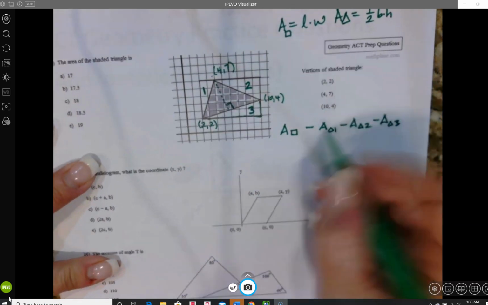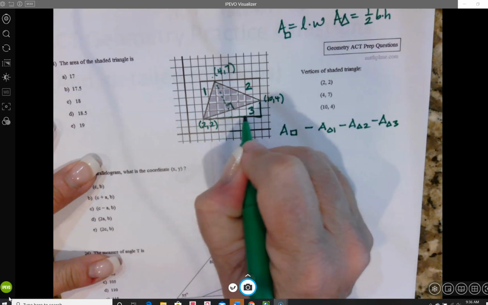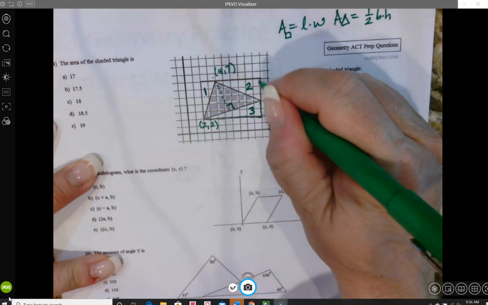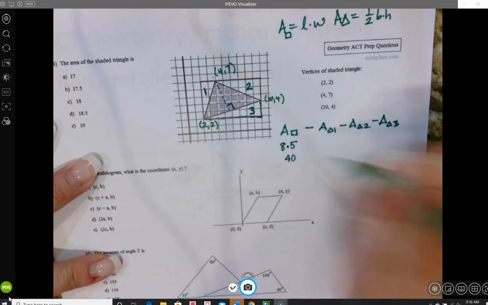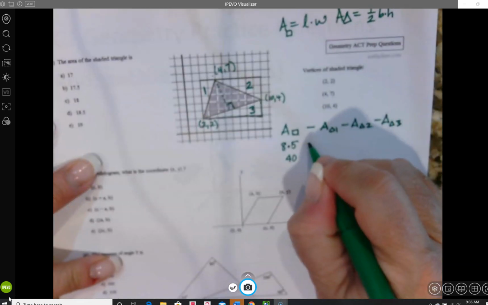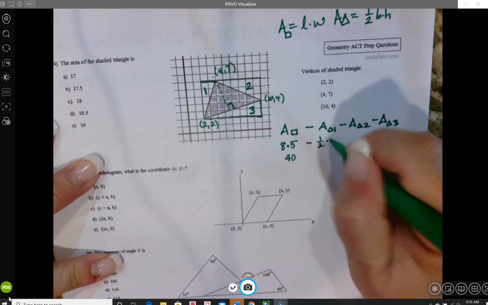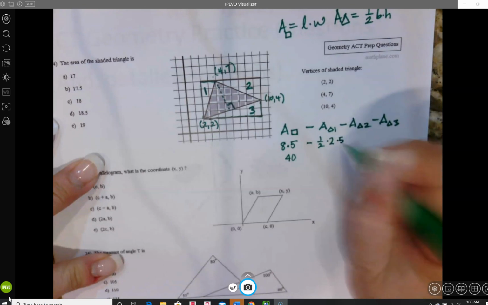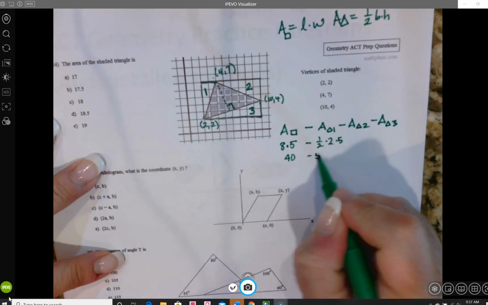So my rectangle is 1, 2, 3, 4, 5, 6, 7, 8 units long, and 1, 2, 3, 4, 5 units tall. So that rectangle is going to have an area of 40. Now triangle 1, I'm going to go 1/2, and the base is 2, and the height is 5. So half of 2 is 1, and 1 times 5 is 5.